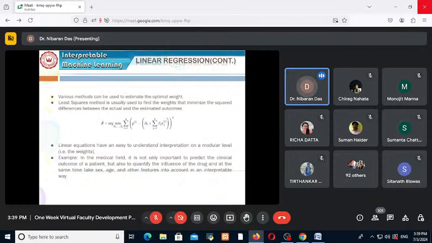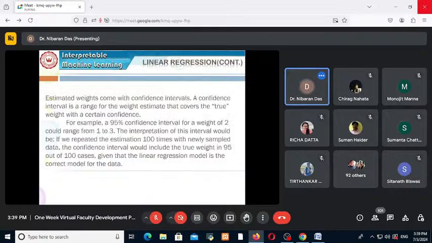Linear regression has an easy to understand interpretation on a modular level, that is the weight, right? As we understand, these beta 0 to beta j could be updated with every iteration. For example, in the medical field, it is not only important to predict the clinical outcome of a patient, but also to quantify the influence of the drug. At the same time, it takes sex, age, and other features into account to make it an interpretable model, or to explain it in an interpretable way.